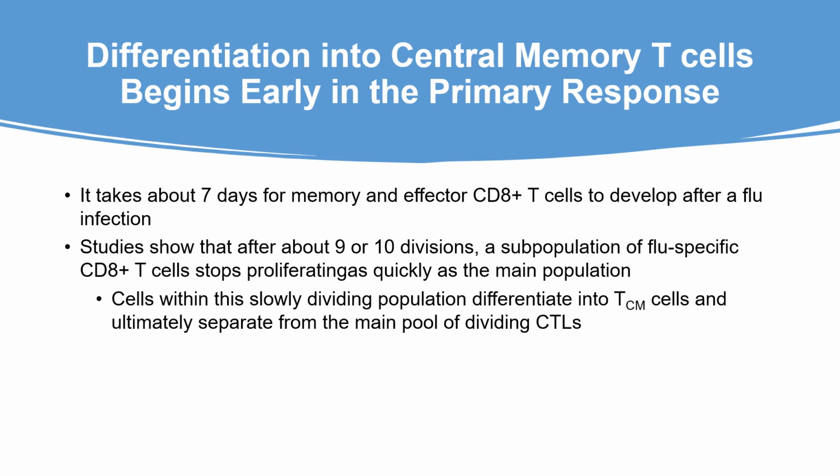Or is this just sort of a random process? And these are questions that we don't have good answers to yet, unfortunately. So we don't honestly know. We do know that it takes about 7 days to start seeing effector and memory cells after a flu infection. So that's normal influenza kinetics there. That's a week after you've encountered the pathogen.